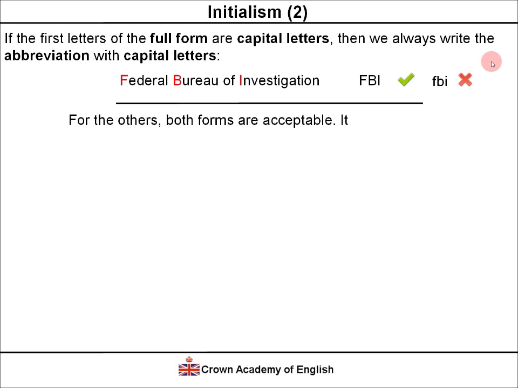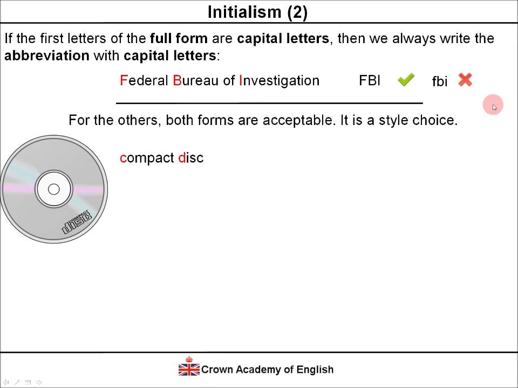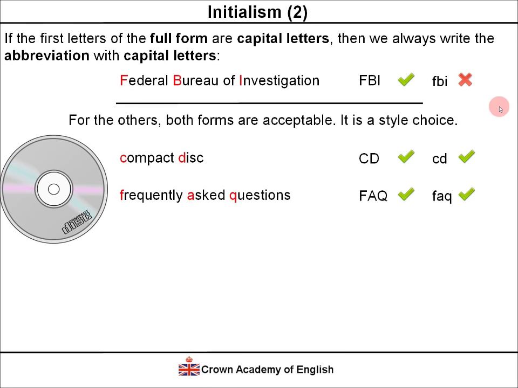For the others, both forms are acceptable. So it is a style choice. So for the full phrases with small letters at the beginning, we can choose. So compact disc, we write this with small letters. Therefore, we can choose. So in capital letters, this is correct. And also in small letters, this is correct. And it's the same for frequently asked questions.